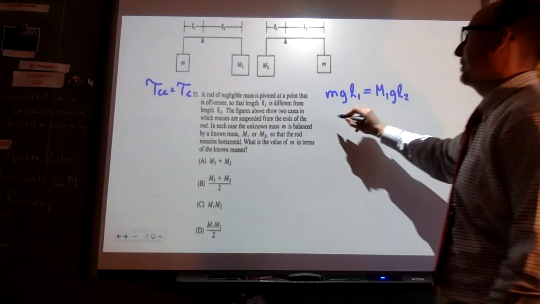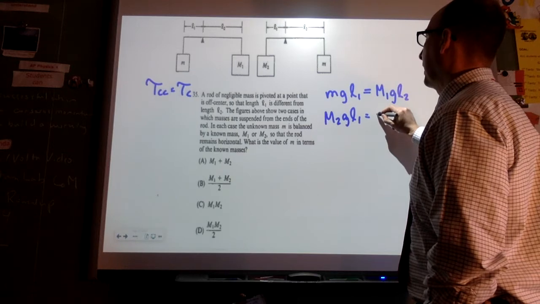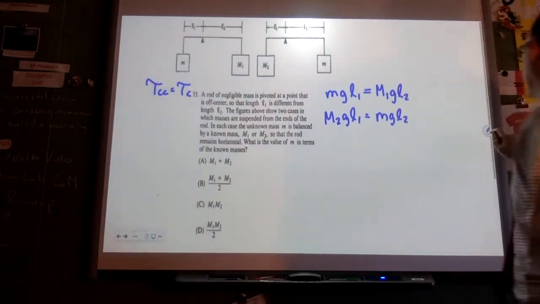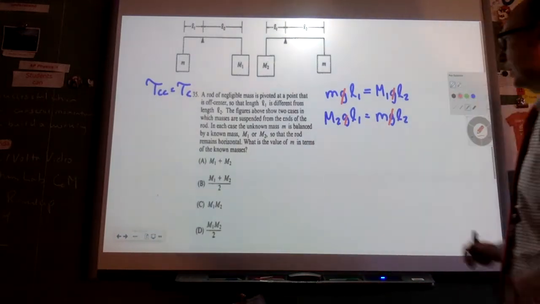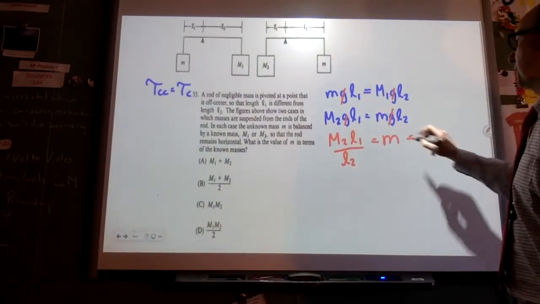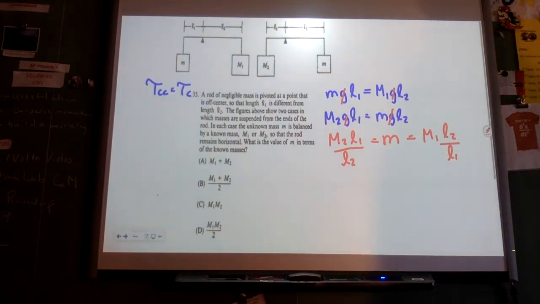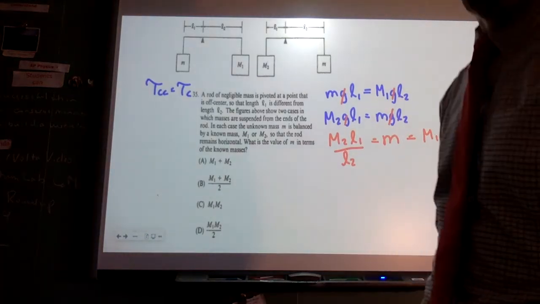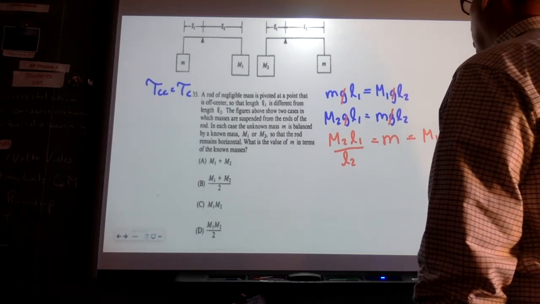And I'm going to have that m2 g L1 is being balanced by mg L2. I'm going to get rid of the g's. And so m is equal to m2 L1 over L2. M is also equal to m1 L2 over L1. So I think I want to substitute in one for L1 or L2.